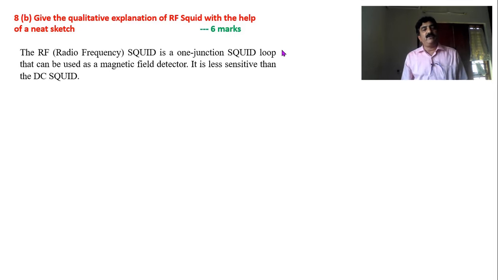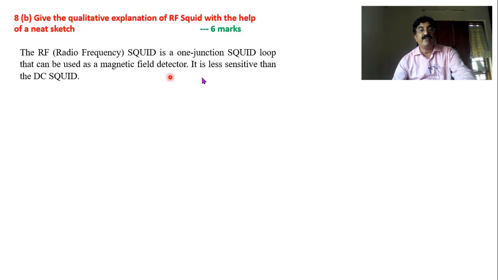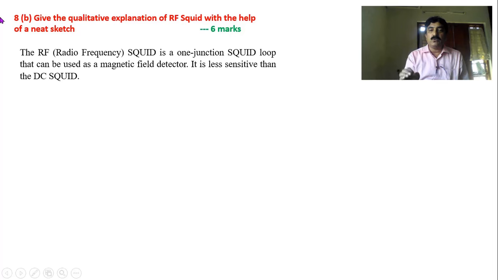How does this RF SQUID work? Here is the definition. RF stands for radio frequency. RF SQUID is a one junction SQUID loop that can be used as a magnetic field detector. Actually it is less sensitive compared to DC SQUID, whatever it may be. DC SQUID is also equally important. Here I am explaining RF SQUID, but in the notes I have shared already in my previous videos, there is a detailed explanation of DC SQUID also. Please refer to my notes for the examination.